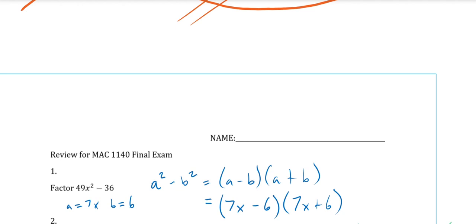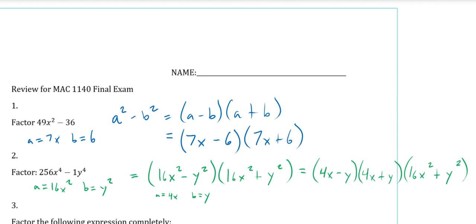Our review begins with some problems on factoring. For number 1, by far the easiest way to do this is to recognize that we have a difference of two squares here. 49x squared is 7x squared, and 36 is 6 squared. The difference of two squares formula factors as such. We really just need to plug in numbers here.